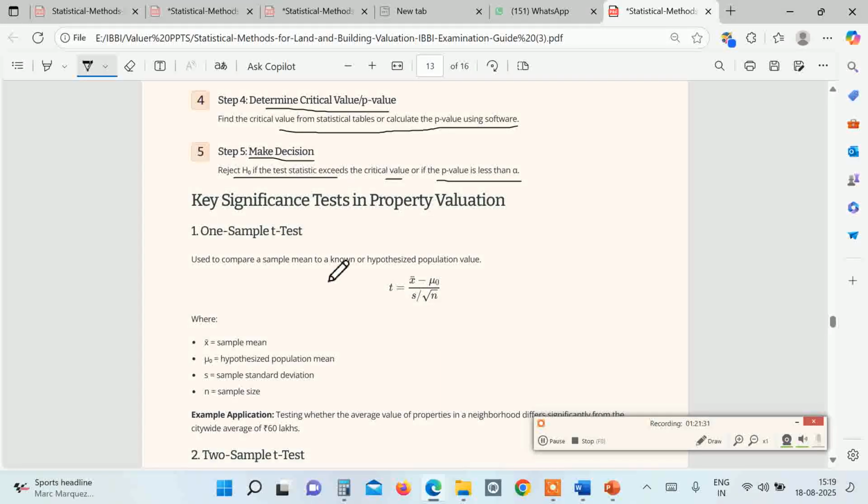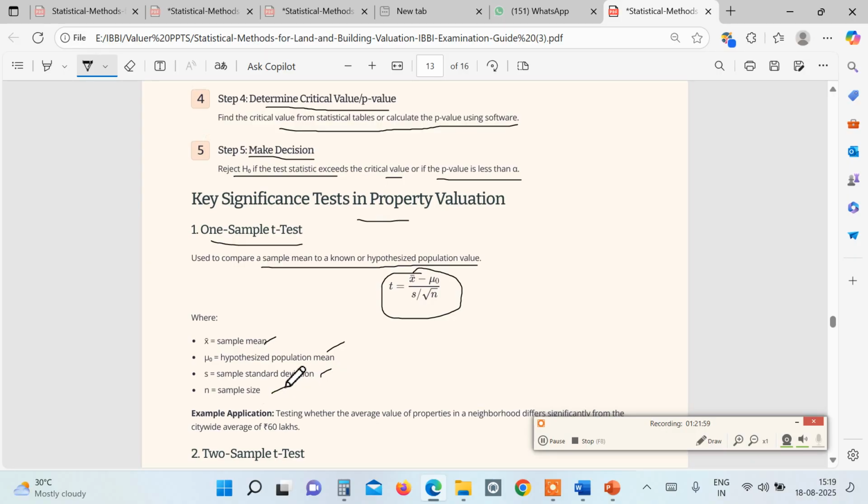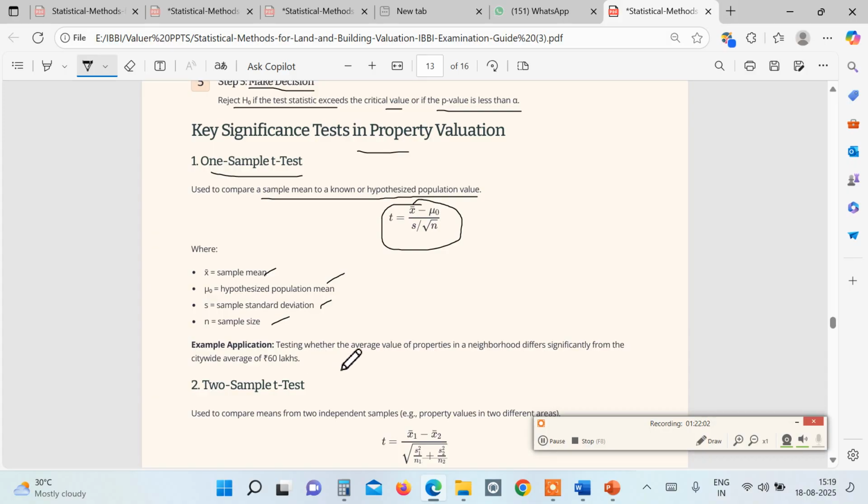So, key significance tests in property evaluation. First is the one-sample t-test, used to compare a sample mean to a known hypothesized population mean. The formula is t = (x̄ − μ0) / (s / √n), where x̄ is the sample mean, μ0 is the hypothesized population mean, s is the sample standard deviation, and n is the sample size. For example, testing whether the average value of property in the neighborhood differs significantly from the citywide average of 60 lakh.